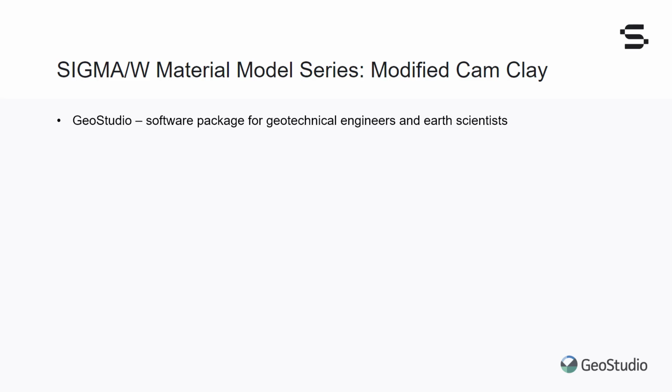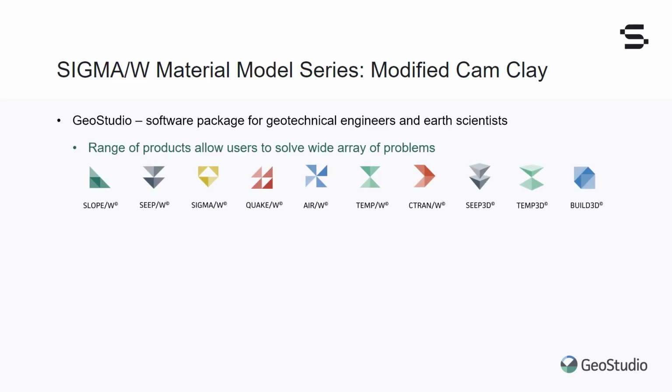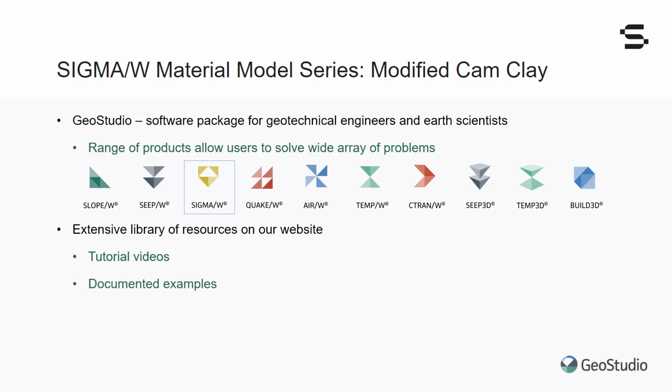GeoStudio is a software package developed for geotechnical engineers and earth scientists, comprised of several products. The range of products allows users to solve a wide array of problems that may be encountered in these fields. Today's webinar will focus on Sigma W. Those looking to learn more about the products, including background theory, available features, and typical modeling scenarios, can find an extensive library of resources on the GeoSlope website. Here you can find tutorial videos, examples with detailed explanations, and engineering books on each product.